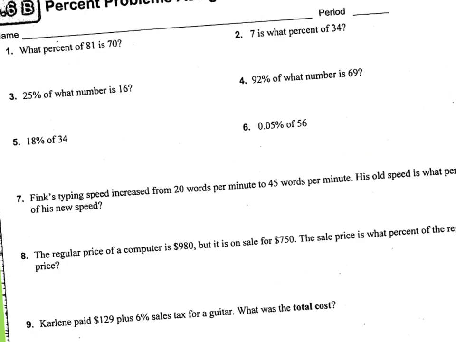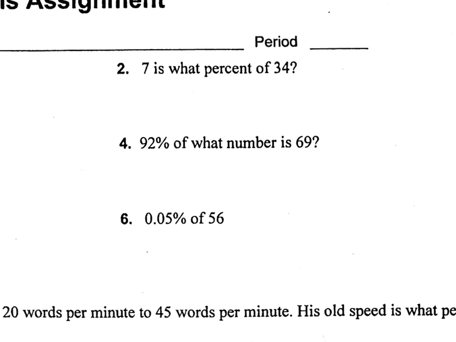So let's do number 2. Again, it says percent, so I'm going to automatically start out with is over of equals percent over 100. And it says 7 is, so I know that that's the is over of. So 7 goes here. What percent of 34? It gives us the of 34, and we're looking for the percent. So now I'm going to go 7 times 100, which is 700.